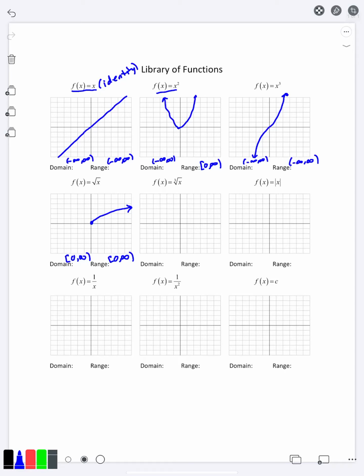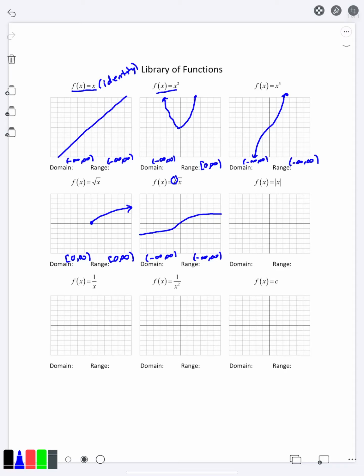On the other hand, when you get to the cube root graph, this is going to work the same for any odd root, so fifth root and so on. It's actually going to have negative parts as well as positive parts. It's going to look something like that. And our domain is negative infinity, positive infinity. And our range is negative infinity, positive infinity.